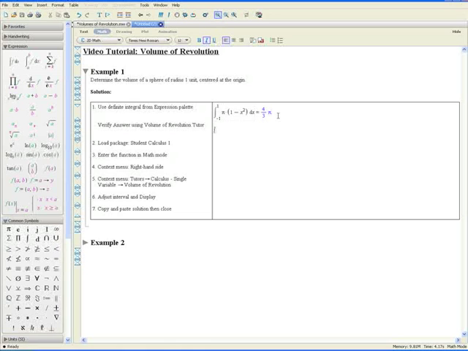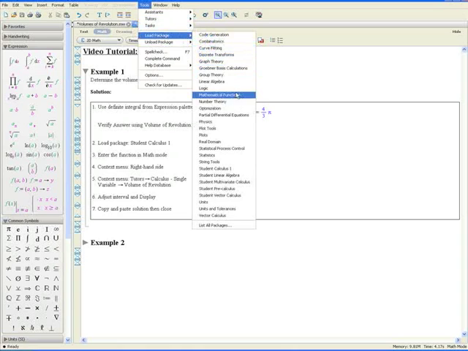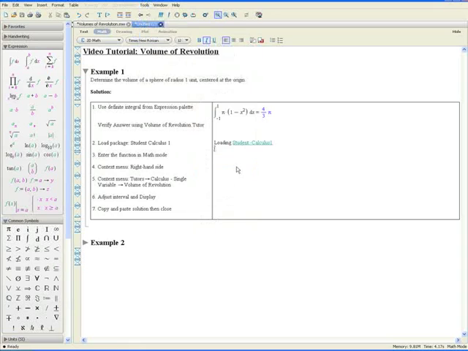By going to the line below, we are now asked to verify the answer using the Volume of Revolution tutor. Step 2, load the package Student Calculus 1. Just go to Tools, Load Package, and Student Calculus 1. Step 3, enter the function in math mode.